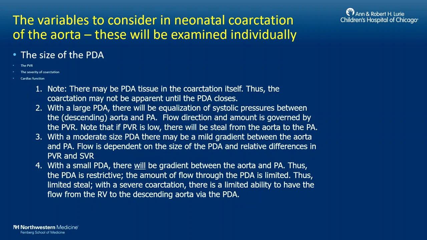With severe coarctation, there's a limited ability to have flow from the RV to the descending aorta by the PDA. I probably should make a little comment that there will be a gradient when the PVR is lower, because initially the gradient will be masked by the elevated PVR. You can still have similar pressures in the PAs initially.